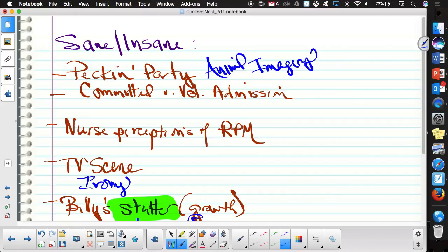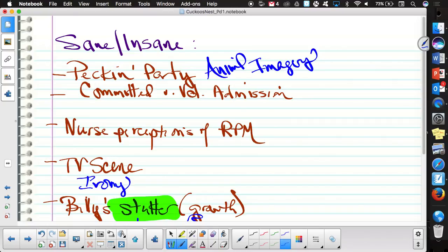What do you think about this one? Nurse's perceptions of McMurphy. Any kind of devices that you could see happening with that one? I can't really pinpoint a rhetorical device, but it's almost like she's letting her personal issue with McMurphy cloud her medical evaluation of him.